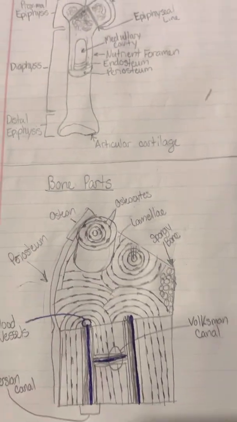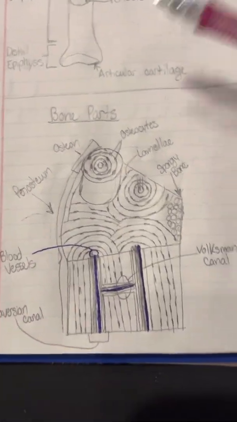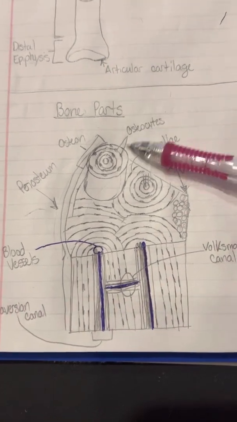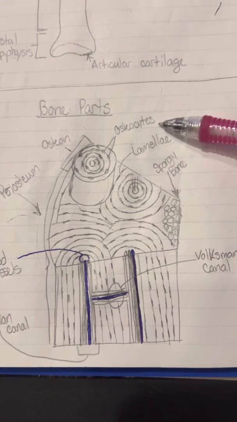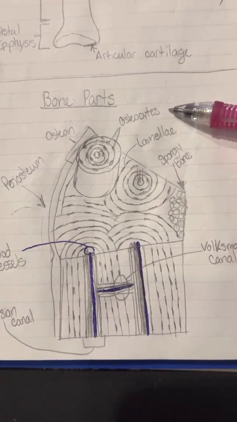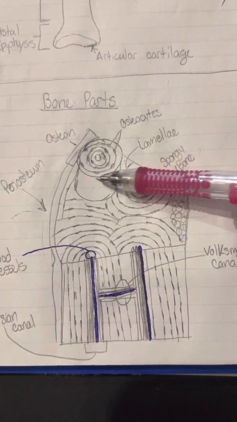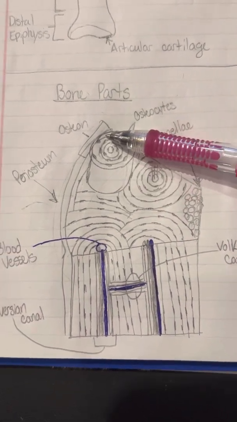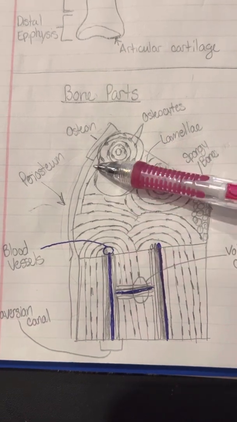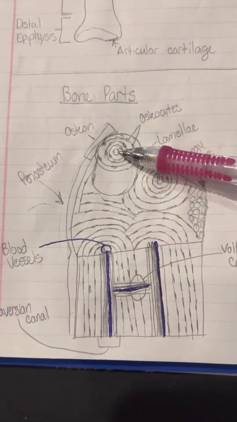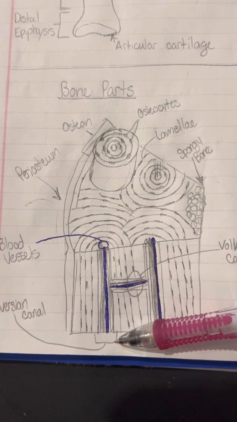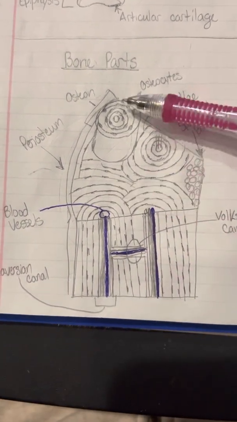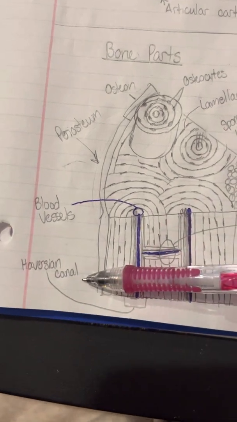And then the microscopic bone parts are called, so what forms bones are osteocytes. The big portion of osteocytes is called the osteon. Here's the periosteum. And in the middle of these osteons is where we would find our blood vessels and nerve endings. And that middle is called a Haversian canal.